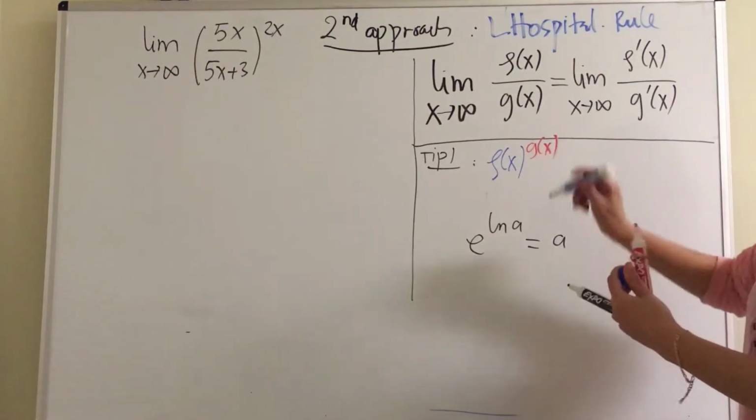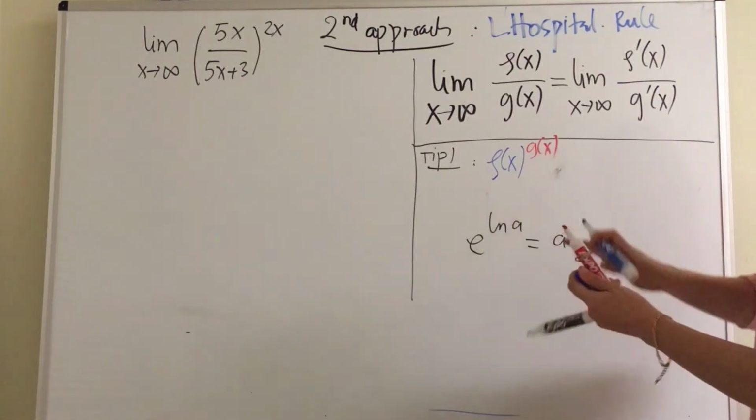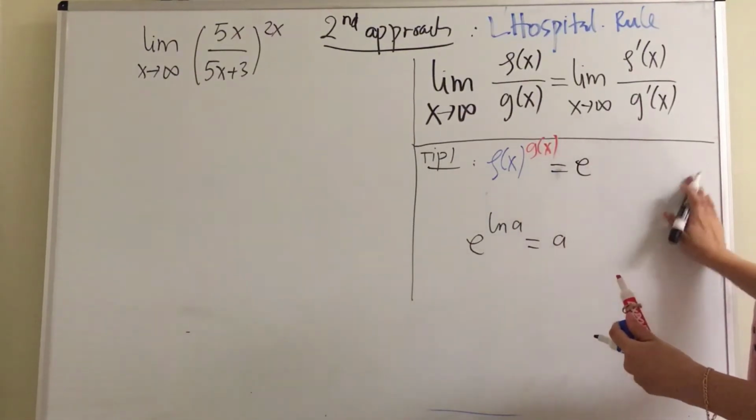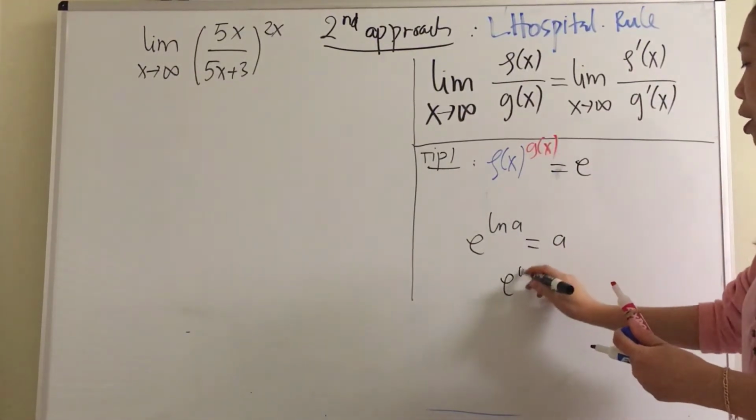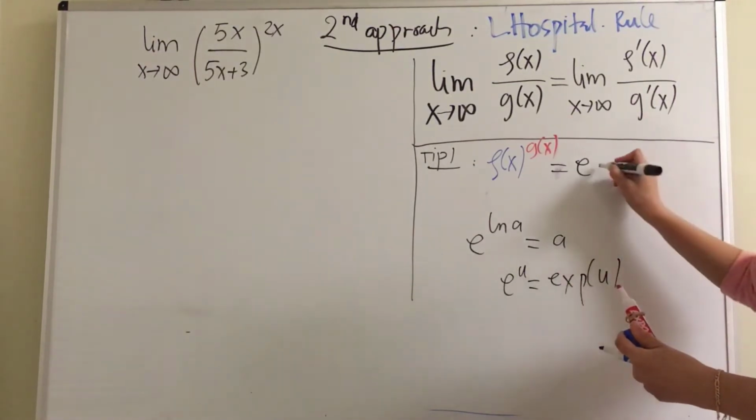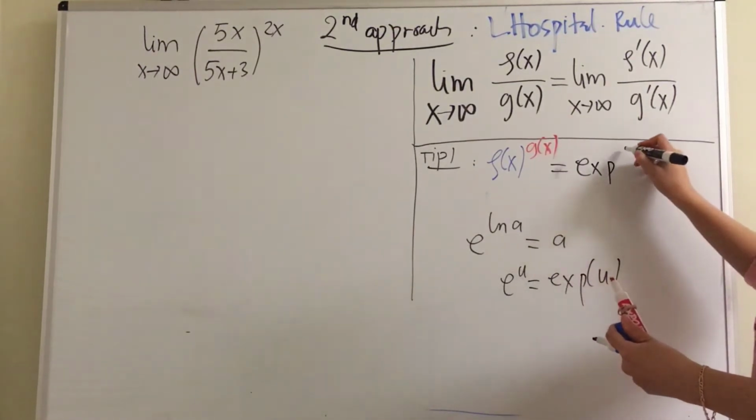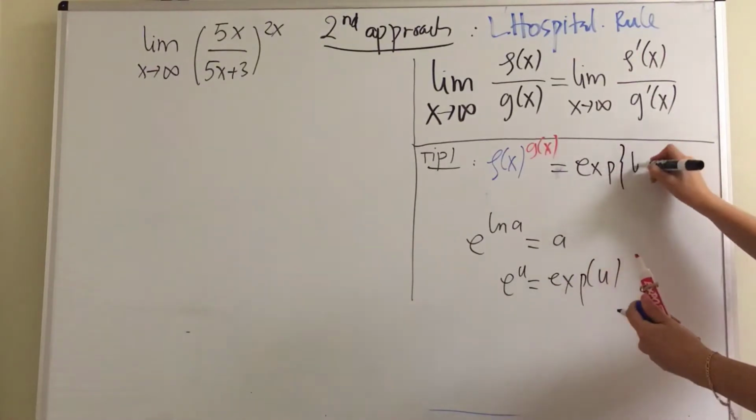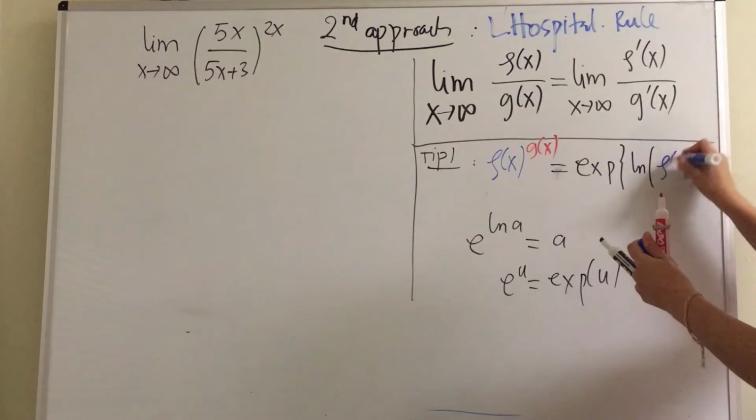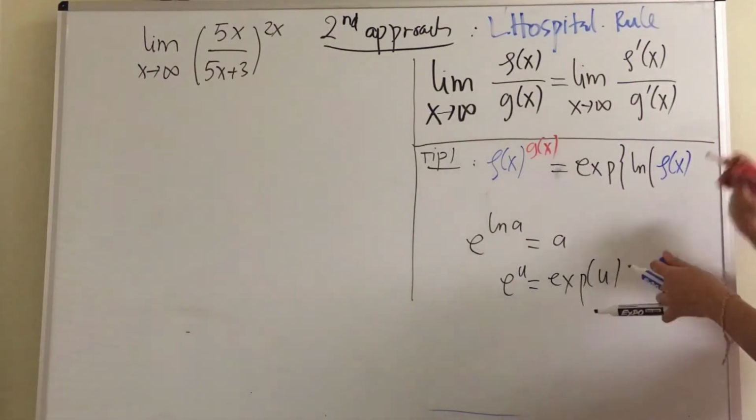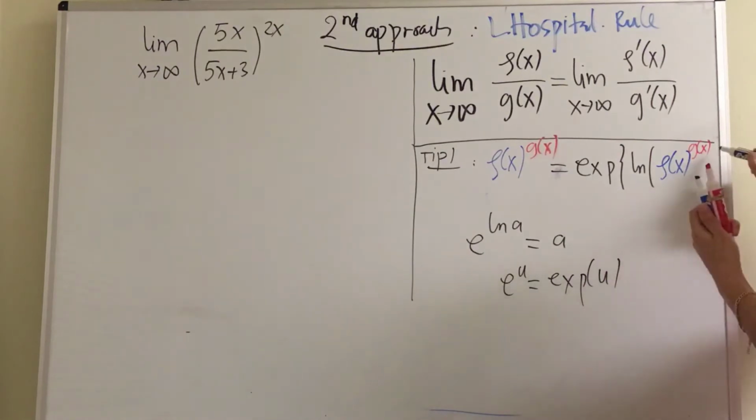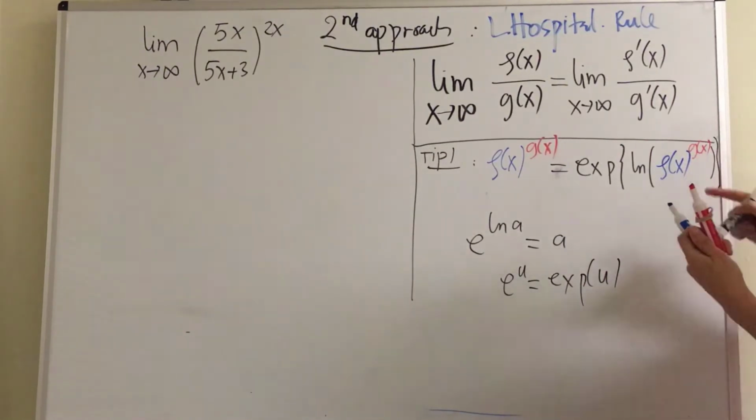So here I'm going to use this equal to e, and remember e to the u, you can write exp of u. This is a different notation. So I'm going to use exp of natural log of f of x to the g of x. You see that? To the g of x.